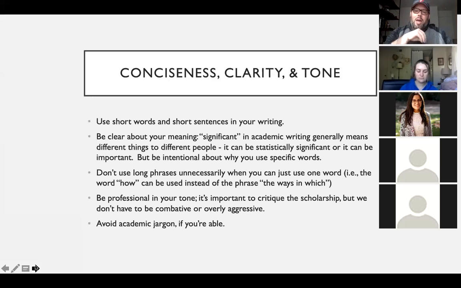And again, avoiding academic jargon if you're able. Sometimes we're talking about things that are unique to our field, and that's important, but we also probably need to define what that means for folks. Because if our reader is not familiar with what we're talking about, then they're left outside. And we don't want that to be the case for anybody. We want to bring them in, we want them to understand what we're trying to say in our work.